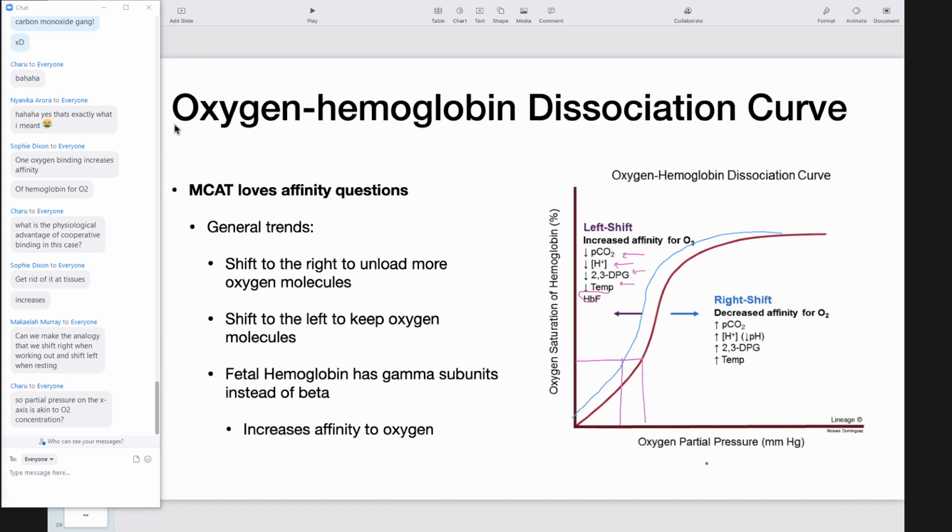So partial pressure on the x-axis is akin to O2 concentration. Partial pressure of oxygen is the oxygen concentration. When you have gases, gases aren't necessarily written in molar or anything. They are written in partial pressures. So a partial pressure of a gas is a concentration of gas.